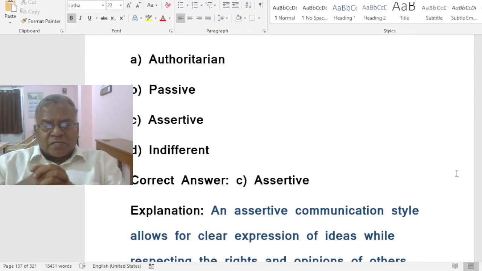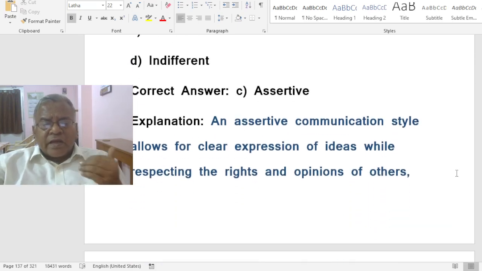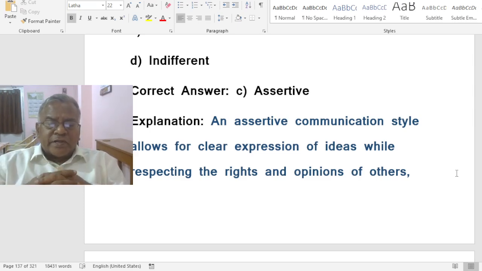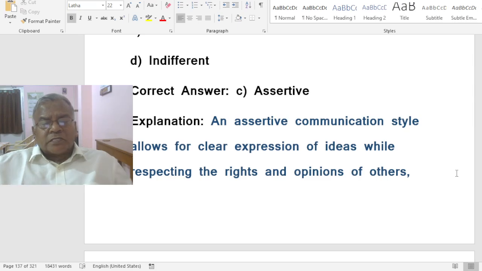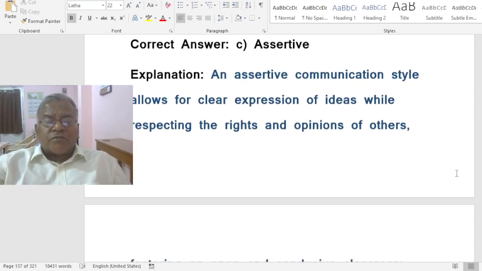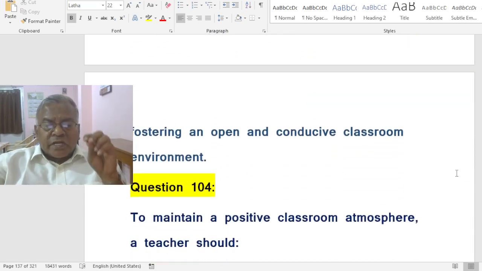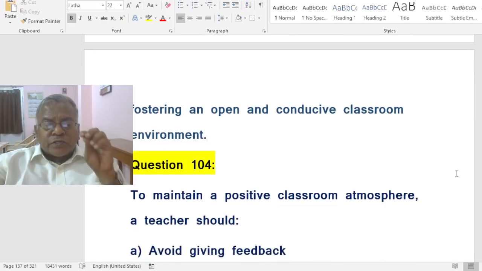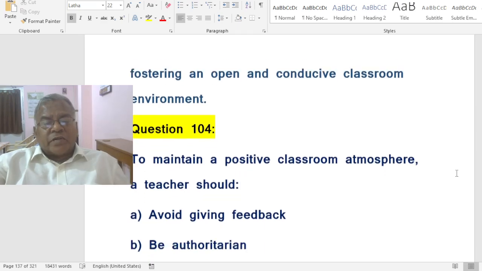That type of assertion here. An assertive communication style allows for clear expression of ideas while respecting the rights and opinions of others. Firm and loving, that is the idea here. An assertive communication style allows for clear expression of ideas while respecting the rights and opinions of others, fostering an open and conducive classroom environment.